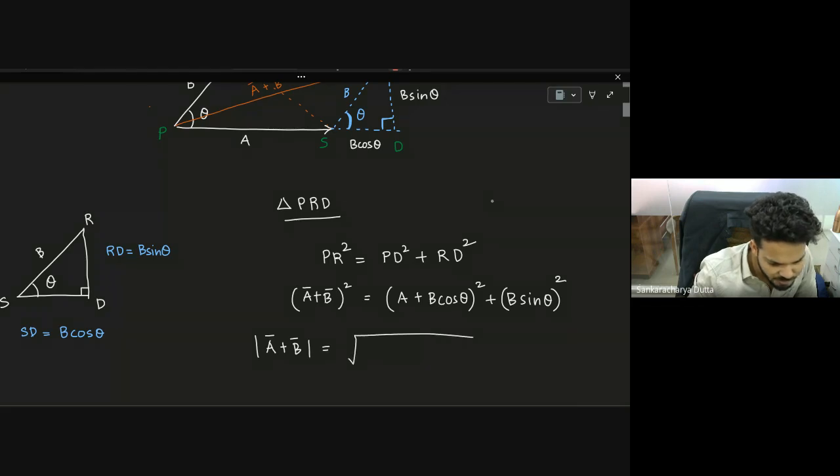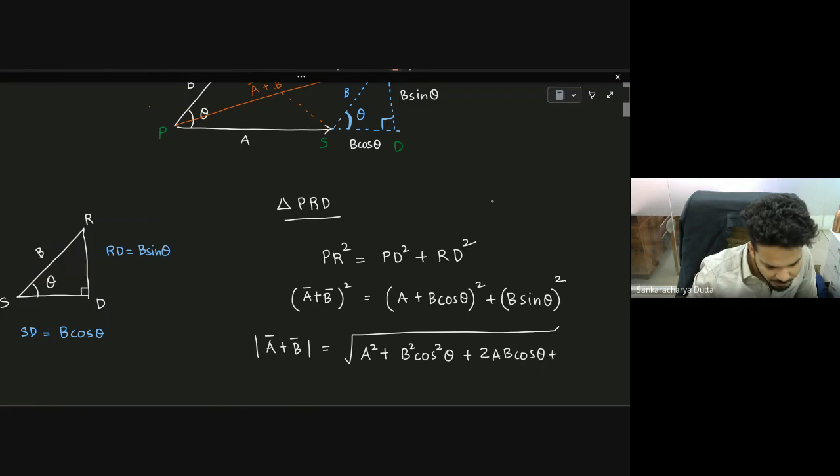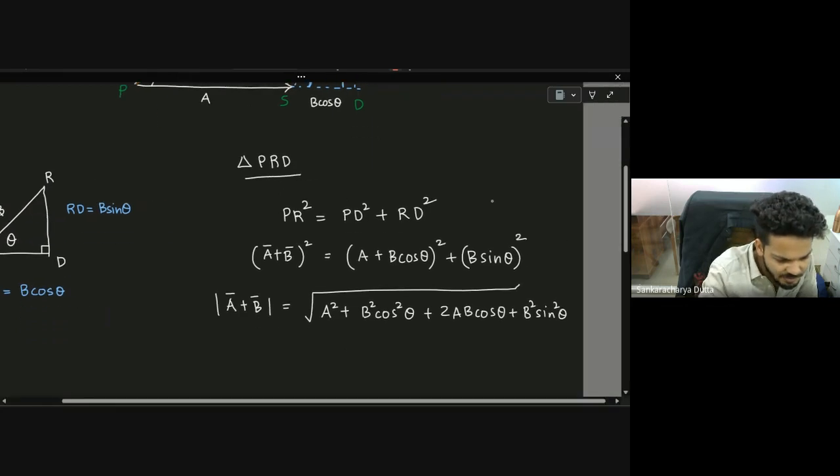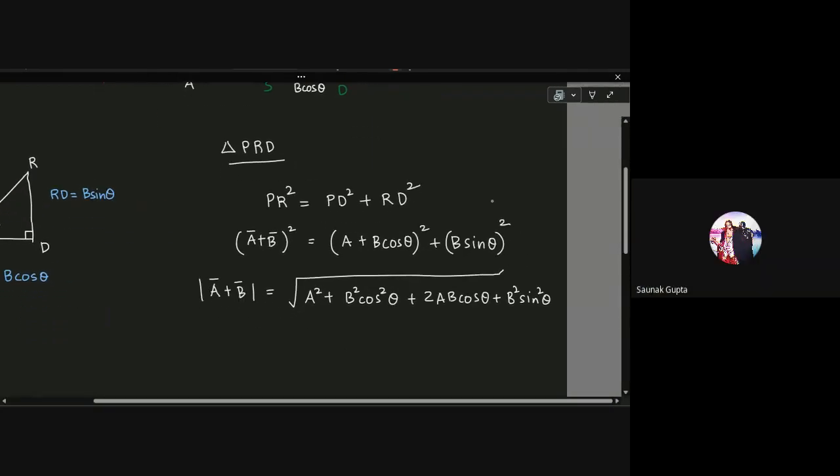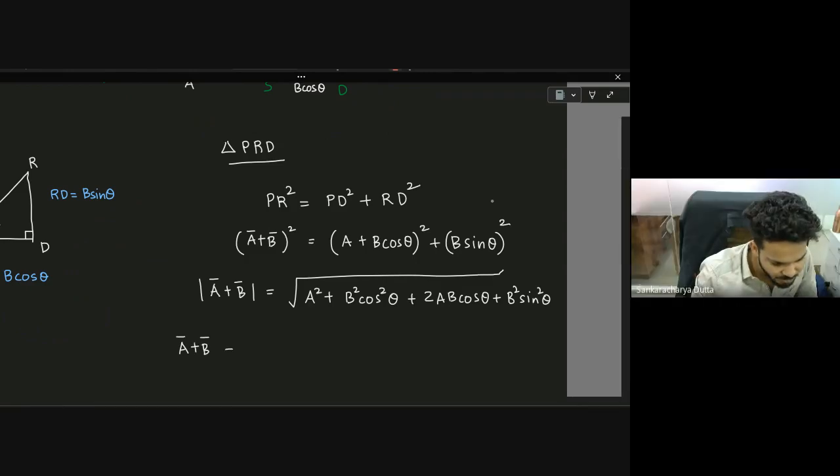It's going to be under root of something. Well, if you open the first one, it becomes A square plus B square cos square theta plus 2 times AB cos theta plus B square sin square theta. Is there something I can simplify here, guys? B square cos square theta plus sin square theta is 1. B square. Yes, very nice. Most of you got it.